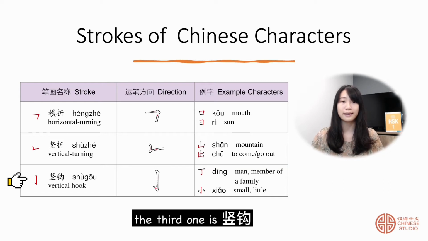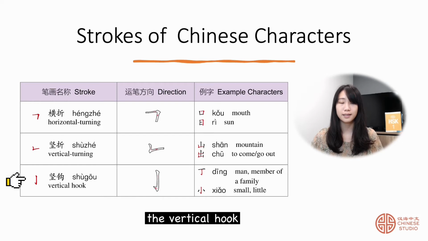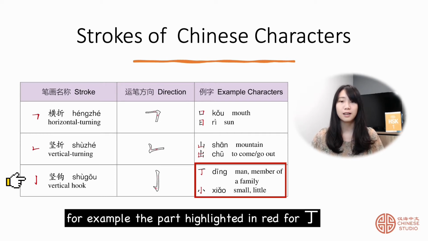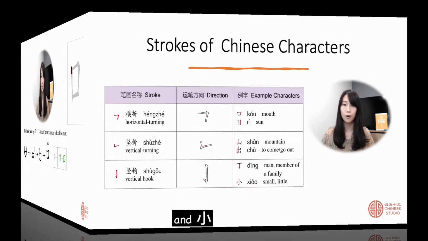The third one is 竖钩, the vertical hook. It starts by writing a vertical stroke with a hook at the end. For example, the part highlighted in red for 丁 and 小.